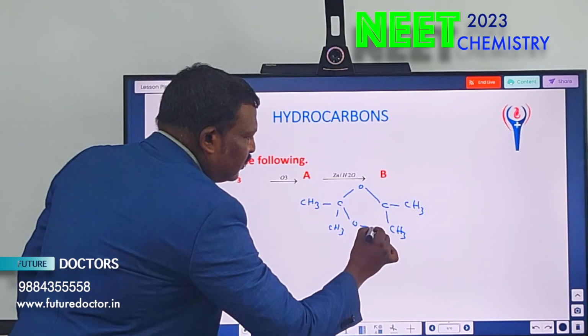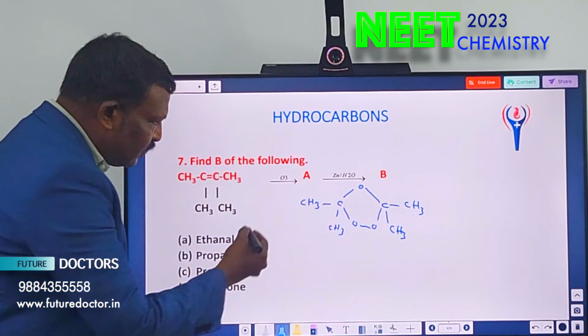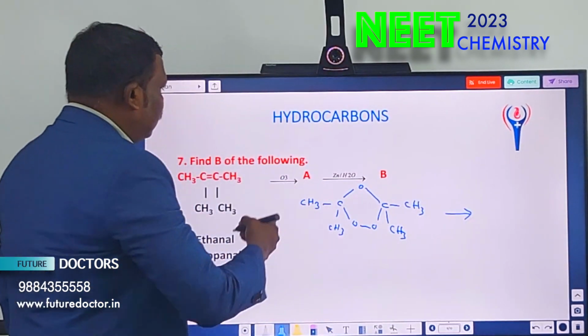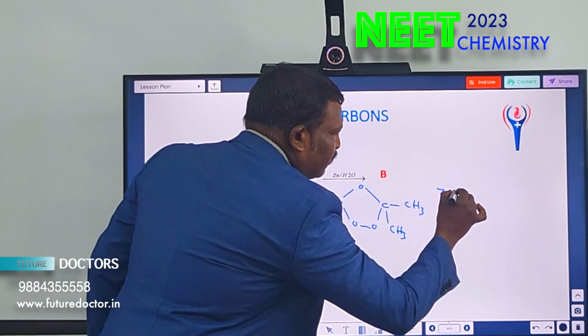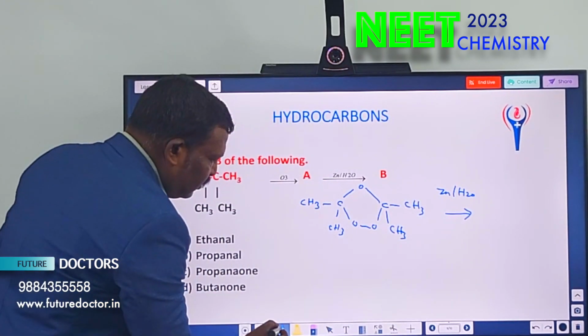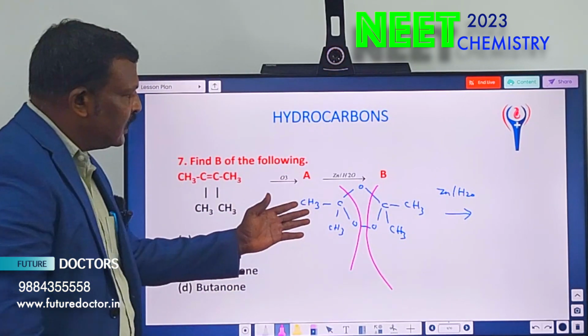Understood? Carbon valence is satisfied. Here also satisfied. This is called ozonide. Again, this is called A only. But first it is B only they're asking. If you add zinc and water, what happens? That will split, that will break like this. You're getting 2 compounds, one on this side and one on that side.